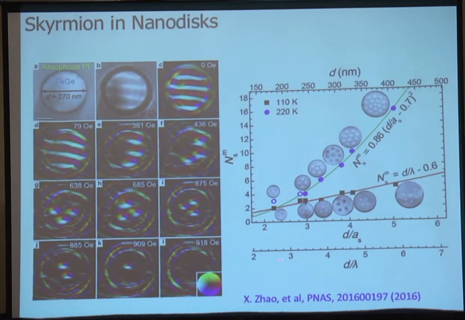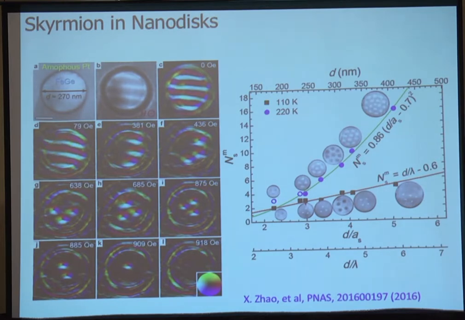And the same thing happens for the nanodisk. Using the same method, we observe skyrmions in very small nanodisks. So here we will have 3 skyrmions. And the number of skyrmions in the disk is proportional to the circumference of the disk at low temperature, and is proportional to the radius squared at high temperature. This is again consistent with what we observe for nanodisk.